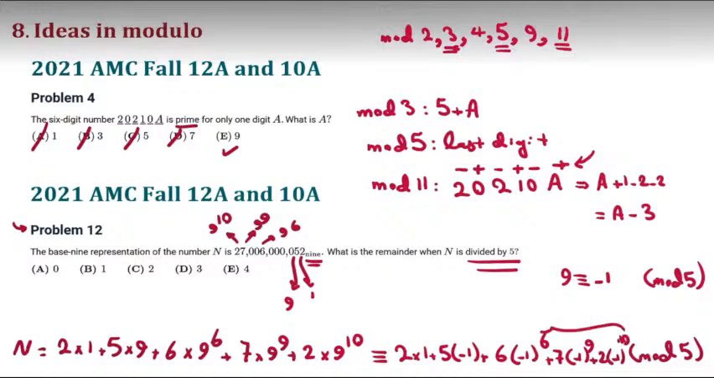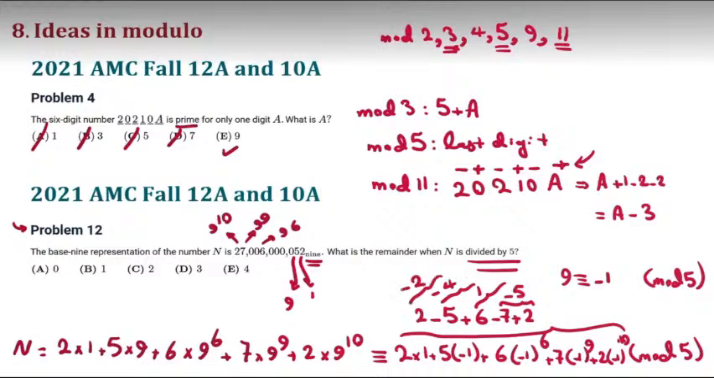So let's simplify. It will be 2 minus 5 plus 6 minus 7 plus 2. 2 minus 7 will be negative 5. Negative 5 plus 6 will be 1. 1 minus 5 will be negative 4. Negative 4 plus 2 will be negative 2. And when you have negative 2, you can add 5. 5 minus 2 is 3. So the answer is D.